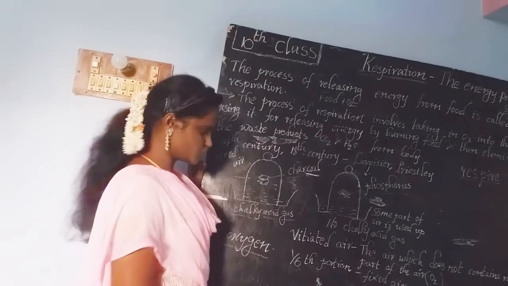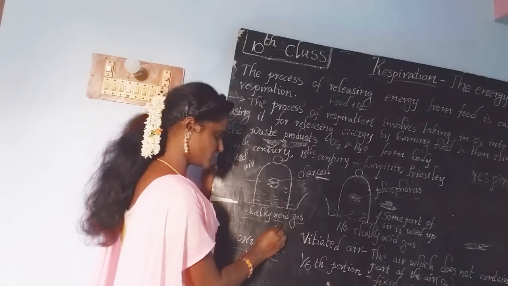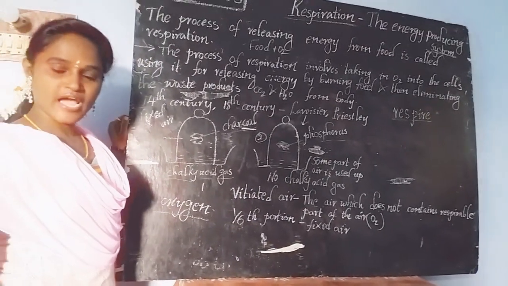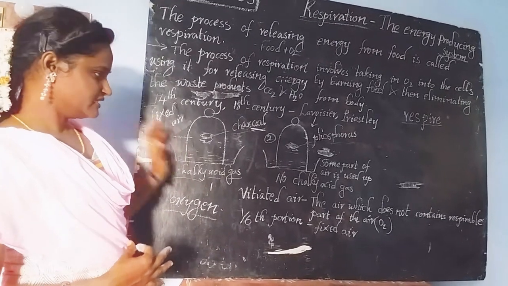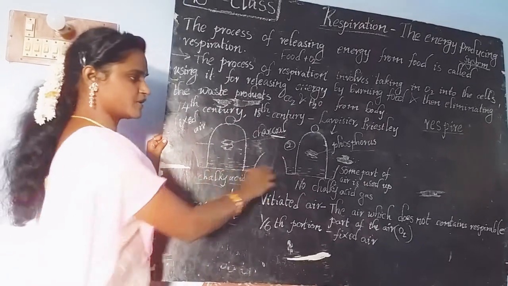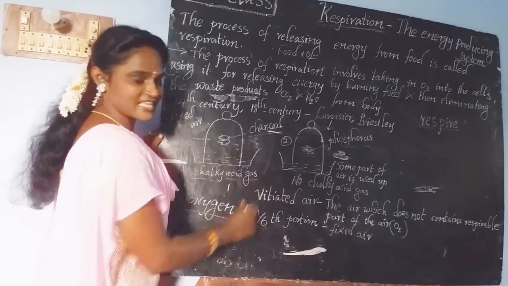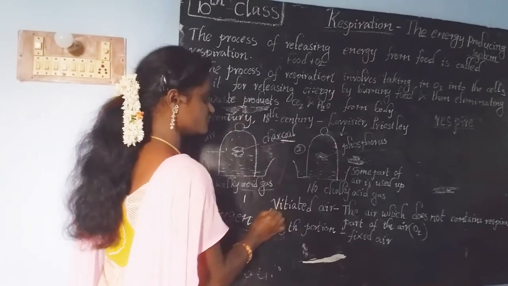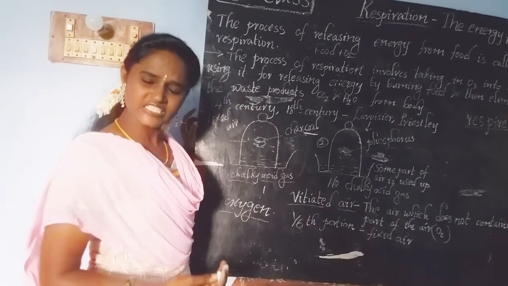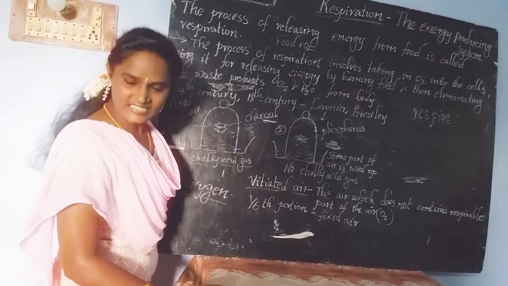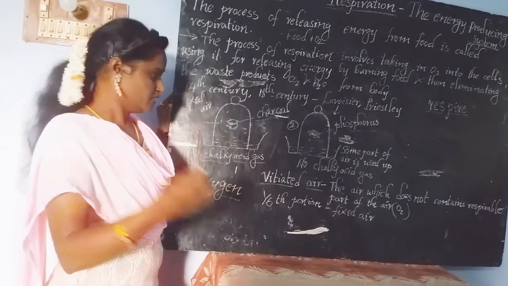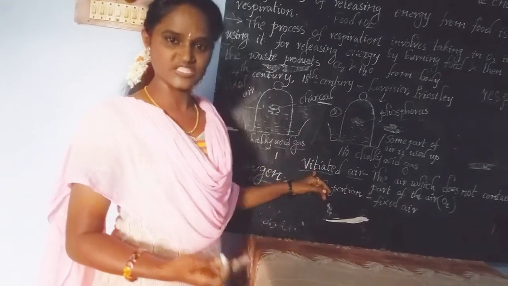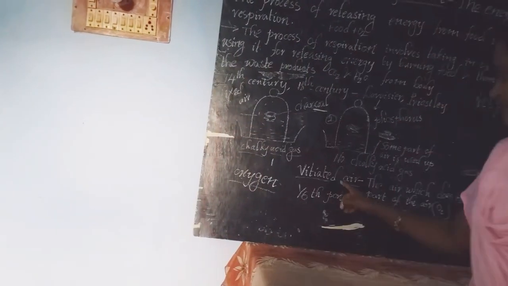Later, he studied the air present inside the first bell jar, and he also studied the air present inside the second bell jar. Finally, he concluded from the experiments that the air present here and here is what he called vitiated air. What is meant by vitiated air? After this experiment, he studied the air present inside the bell jar, and that bell jar contains vitiated air. What is vitiated air? He also gave a definition for vitiated air.